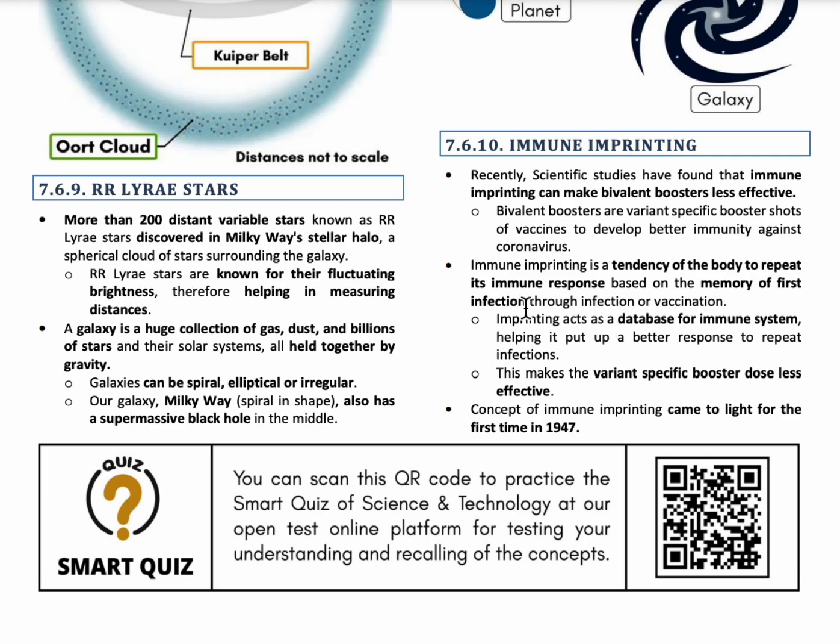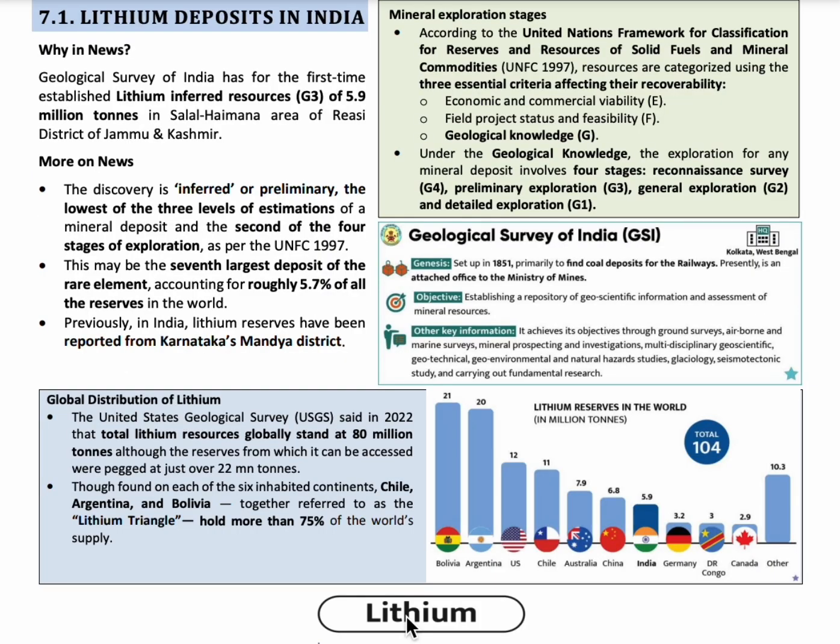The next topic is immune imprinting. It is a tendency of the body to repeat its immune response based on the memory of the first infection, through infection or vaccination. Recently scientists have found that immune imprinting will be less effective if a booster dose is given to the body.